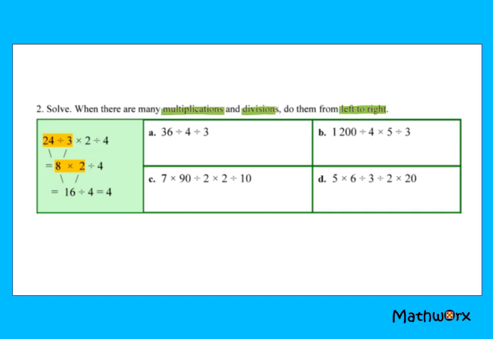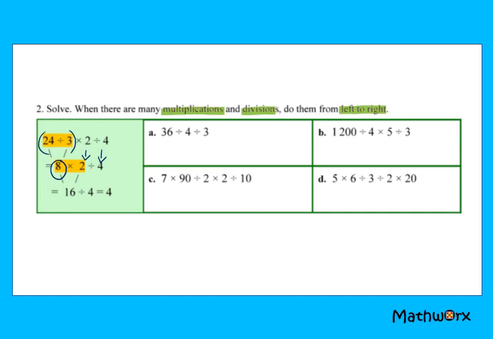Okay, if we look at the example, we have 24 divided by 3, and I'm putting brackets around it because that's the first thing we are going to deal with. 24 divided by 3 gives me 8. And we're just going to put the 2 in its place and the 4 in its place, and we're going to do this from left to right again.